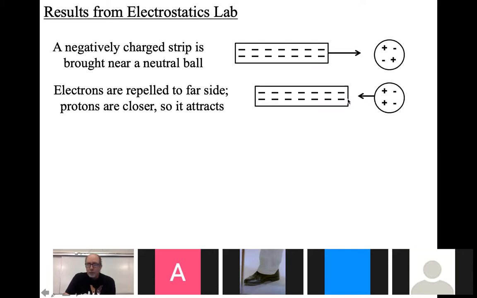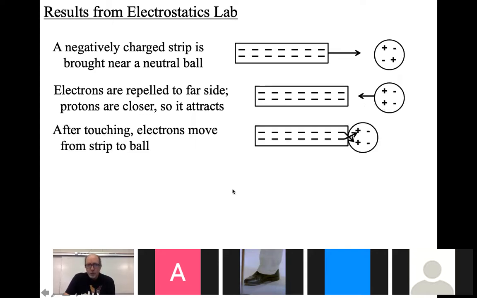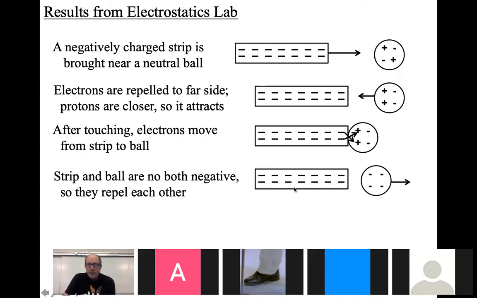There's a repulsion between the negatives, and there's attraction between the positives and negatives. The attraction wins because they are closer. So the ball moved to the rod until they touched, and then electrons moved from the rod to the ball. Then they became both negative, and so they repelled each other. This also happened when we used a positively charged rod.